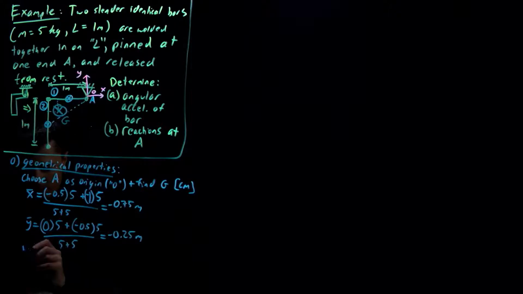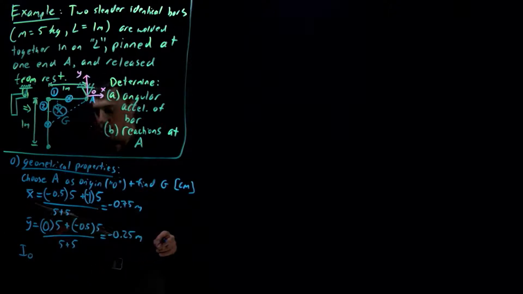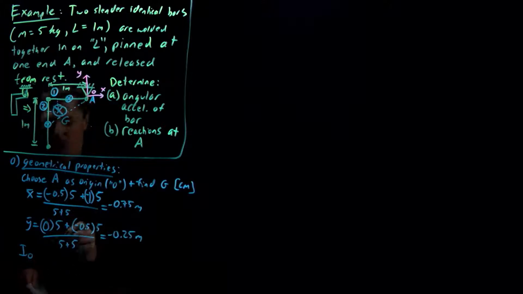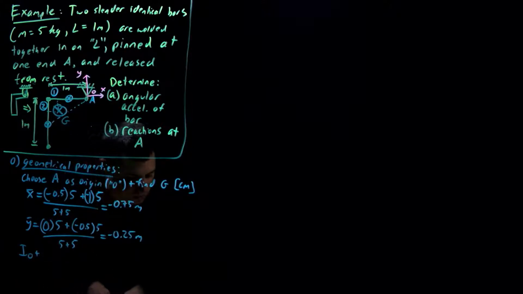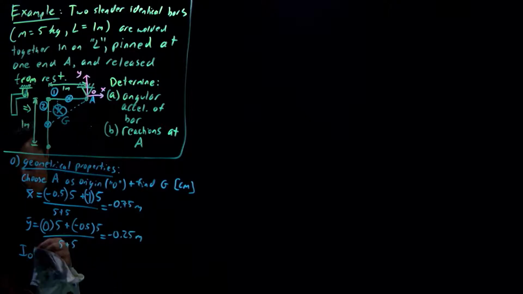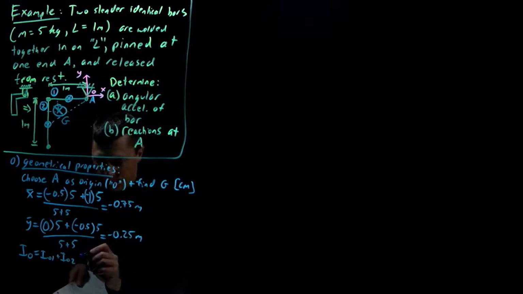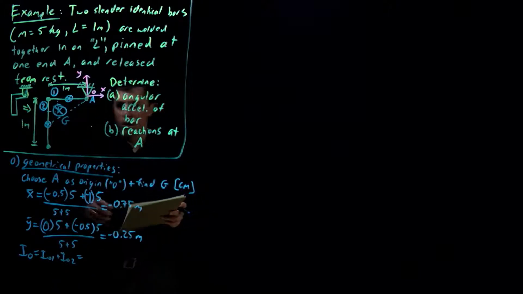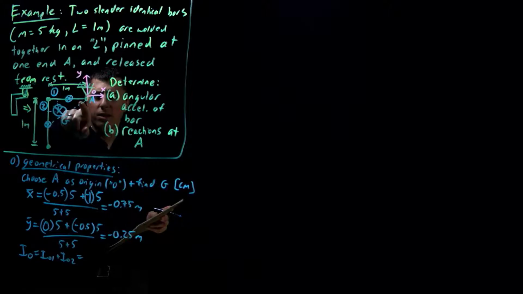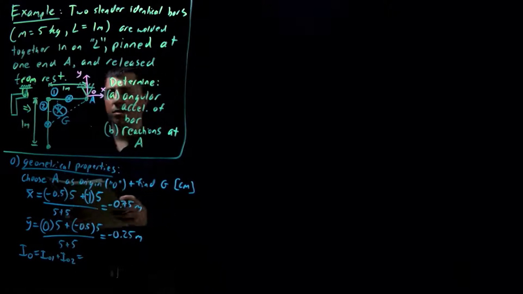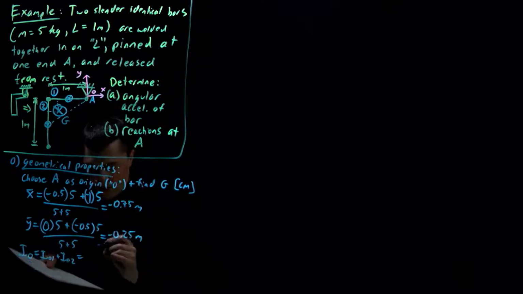Now the moment of inertia here, we worked through examples of this in the past. The way we do this, we add up the component parts. So the moment of inertia about point O for the composite shape is the moment of inertia about point O for 1 plus that same thing for 2. So I_O for 1 plus I_O for 2. Taking 1 independently, that's just a slender rod pinned about one end. And we know that formula is ml squared over 3.